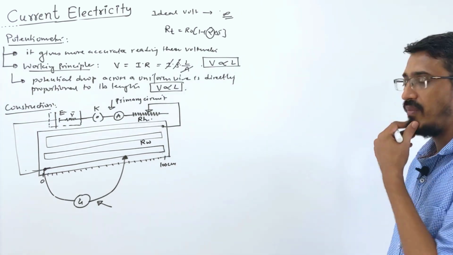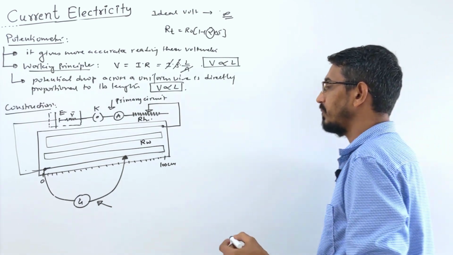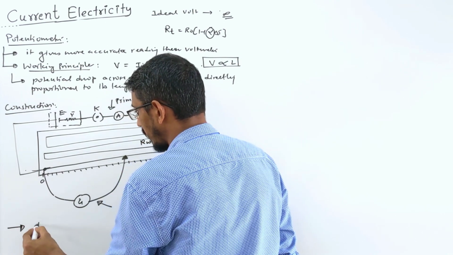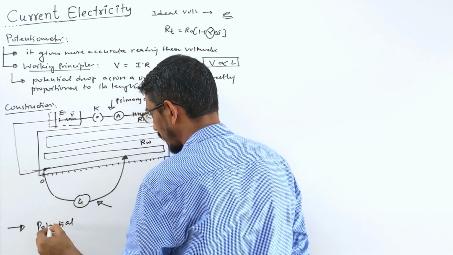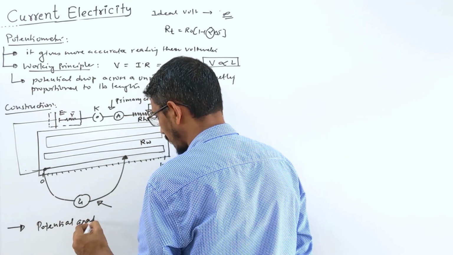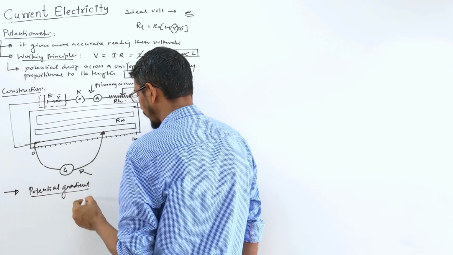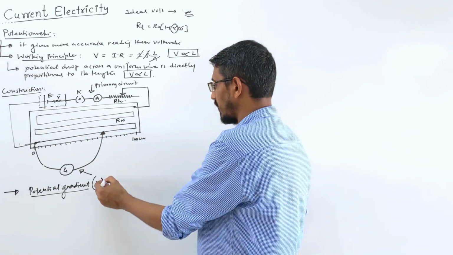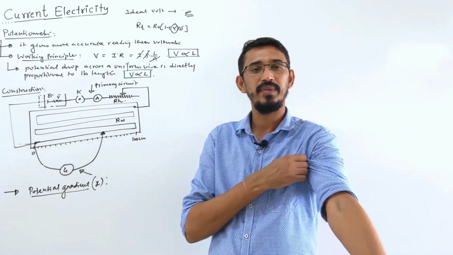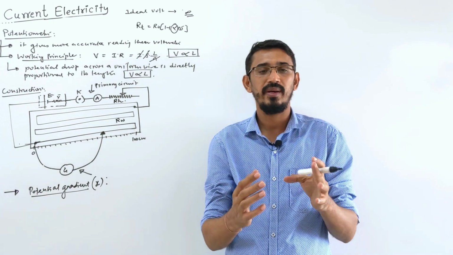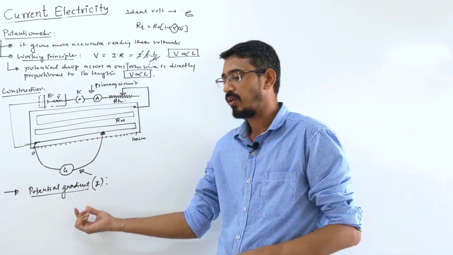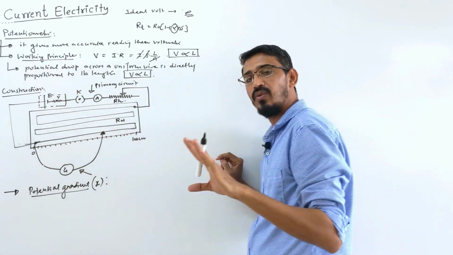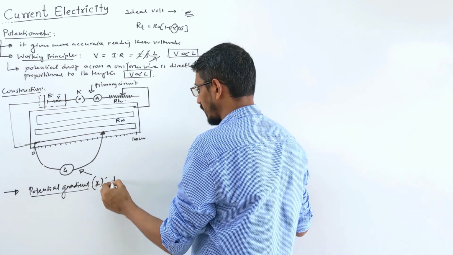Okay, so here we first define an important term, and this is the most important question on this topic also. It is called potential gradient. People write the symbol Vg, or you can also write the symbol X, simply potential gradient. I already told you the word gradient comes many times in physics. Something divided by length or distance or thickness, these are called gradients. So what is potential gradient? The potential drop per unit length of this wire is called the potential gradient.